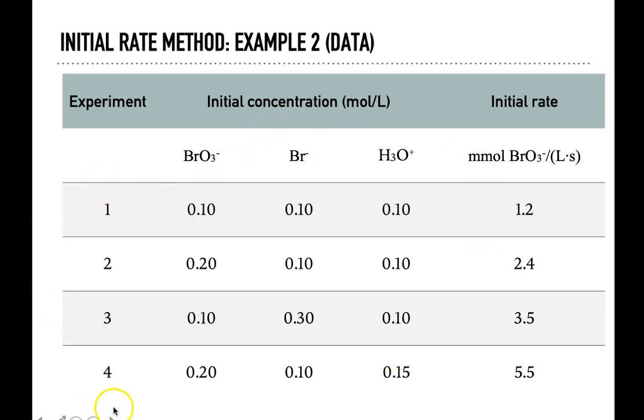Four different sets of experiments were conducted. The initial concentration of each reactant was changing. Initially 0.10, 0.10, 0.10 molarity. In the second one, bromide and hydrogen ion concentrations are the same, but the bromate ion concentration was doubled. And in the third one, bromate and hydrogen ion concentrations are the same as in 1, but the concentration of bromide was tripled. And the fourth one is this concentration. The measured initial rate for consumption of bromate was 1.2, 2.4, 3.5, 5.5 millimolarity per second.